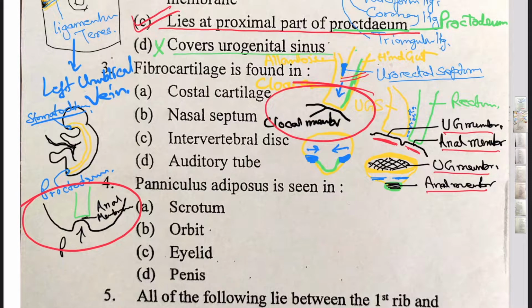Right now, just remember that costal cartilage is a hyaline cartilage, nasal septum is again hyaline cartilage, intervertebral discs are fibrocartilage, and the auditory tube is an example of elastic cartilage. So the answer here will be intervertebral discs.